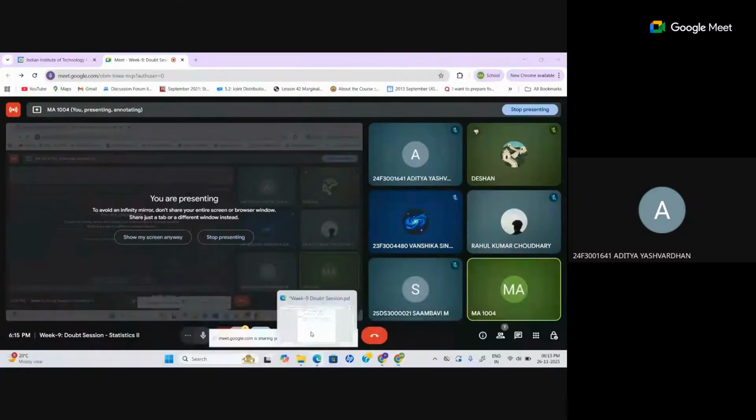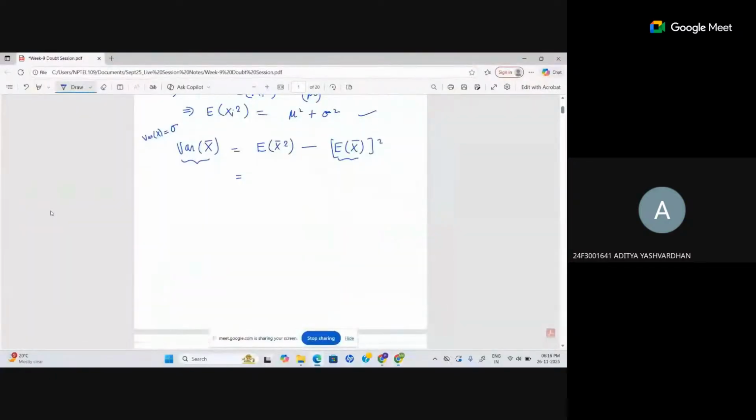Ma'am, sigma square by n, I think. Yes, it is sigma square by n. Okay, I will show you how it is. So variance of x bar. What is x bar? It is the mean, the thing from last week's theory. Yes. So you should be clear with those concepts also.